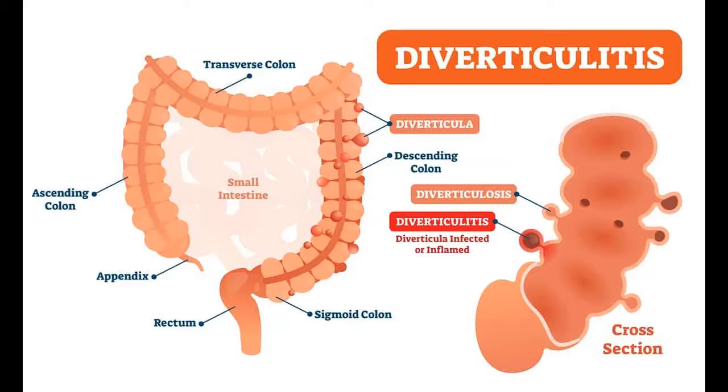Now, how can a doctor diagnose this disease? Normally, the doctor will do a colonoscopy. Colonoscopy is like sending a tube through your anus into your bowel. At the tip of the tube, it has a camera, so the doctor can see what's really happening inside your bowel and where those pouches and pockets start to grow. This procedure is called colonoscopy.